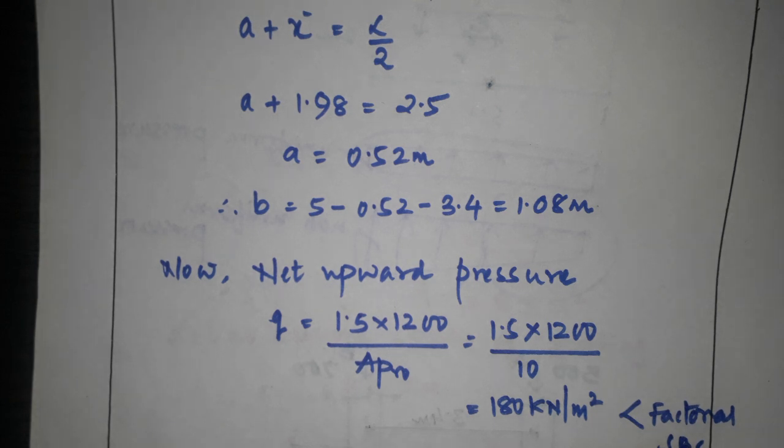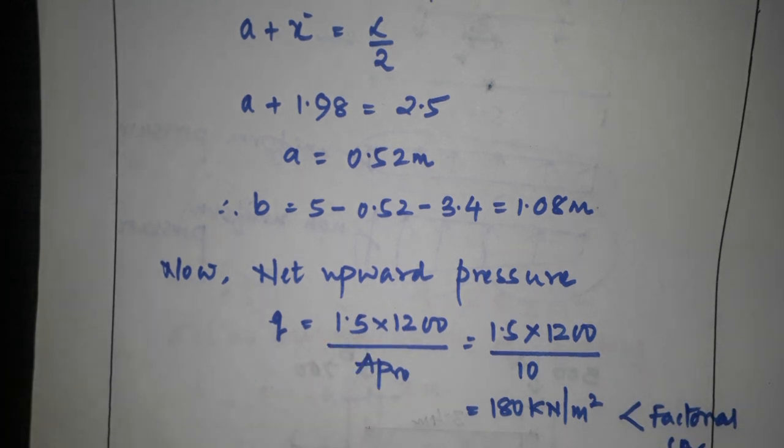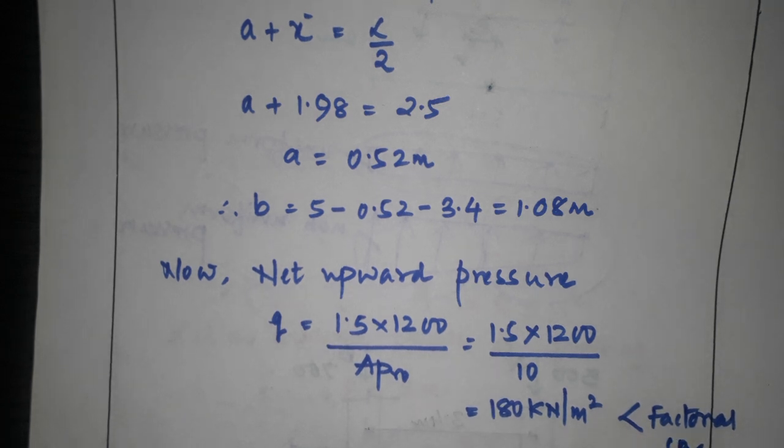If it is not, what will happen? If the factored load, the upward pressure, is more than the SBC, what does it mean? The pressure generated over the soil is more than its bearing capacity. If this pressure is more than the SBC, it means the pressure generated by the columns or the footing is more than the safe bearing capacity. So what will happen in that case? Automatically your footing will settle, it will go down into the soil, because the soil is not capable of carrying that much pressure.